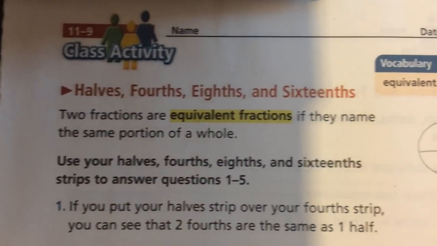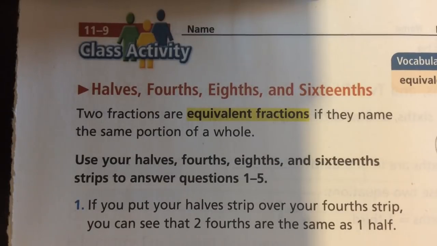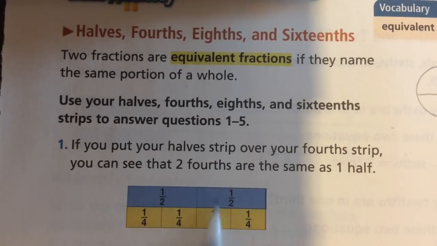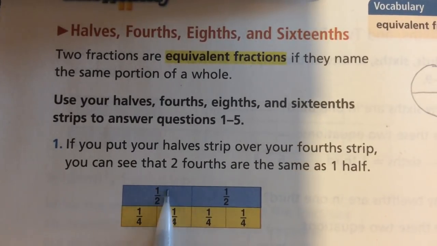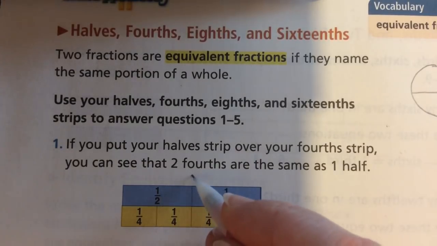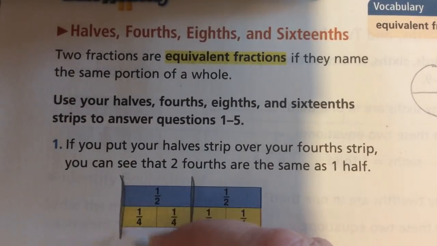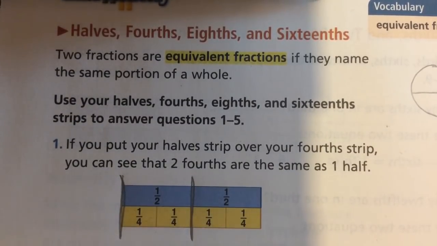It says use your halves, fourths, sixteenths strips. We're not going to worry about those because we've already looked at those pieces, but they are in your workbook if you want them to answer the following questions. I think a lot of you will be able to answer them without those. It says if you put your half strips over the fourth strips, if you take a look at this picture, you can see that 2 fourths are the same as a half. You see how they line up right here. This lines up and this lines up right over here. They're the exact same amount.